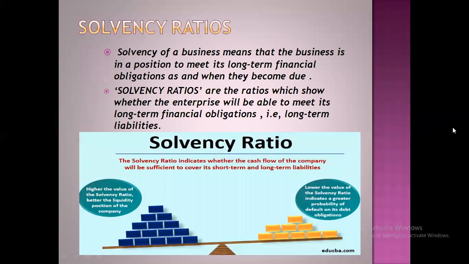Now next is solvency ratio. Solvency ratios are calculated to assess the ability to meet long-term financial obligations. Solvency ratios are the ratios which show whether the enterprise will be able to meet its long-term financial obligation, that is, long-term liabilities.